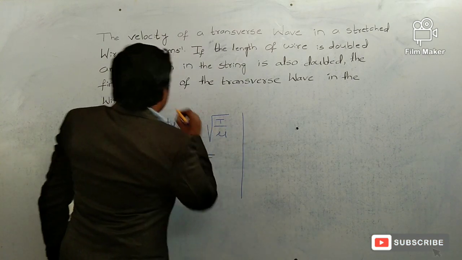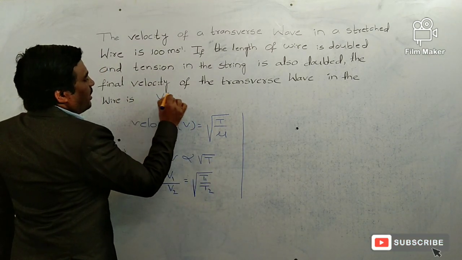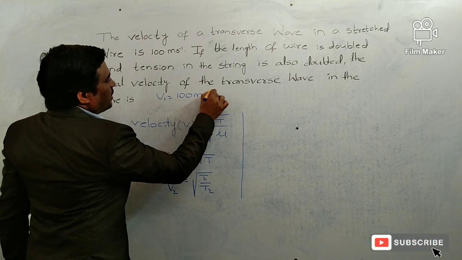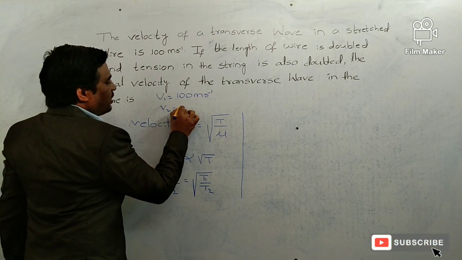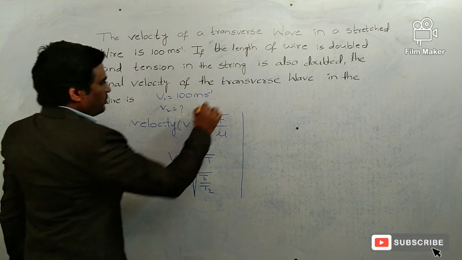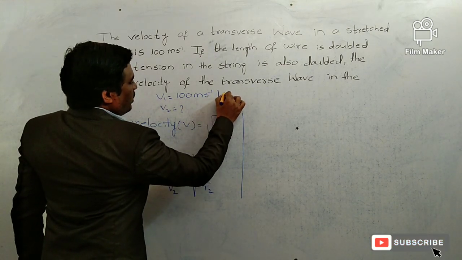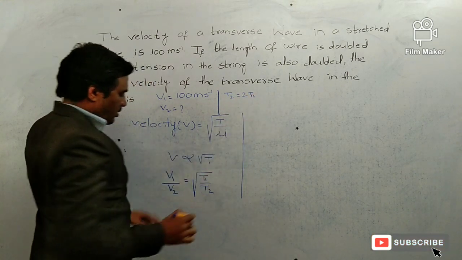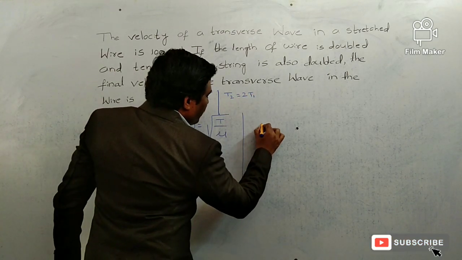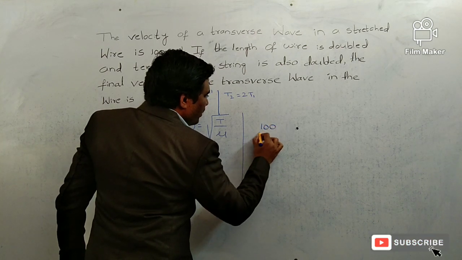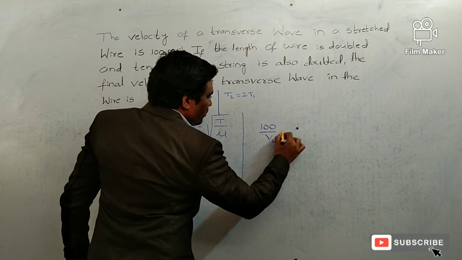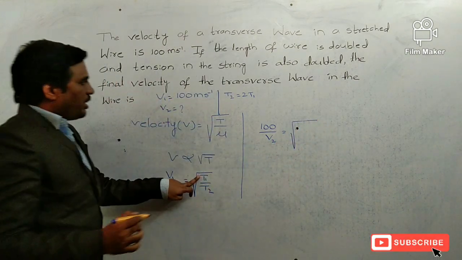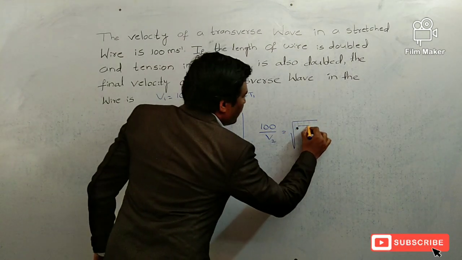Now what is the initial velocity? The initial velocity is given, that is 100 meter second inverse. We don't know the final velocity, we have to find it out. Next, the tensional force is doubled, T2 equals 2T1. So substituting here, the V1 value given is 100, and for V2, T1 remains T1 only.